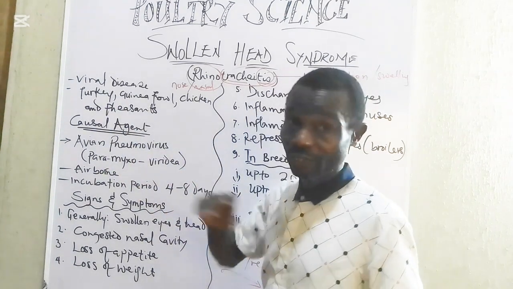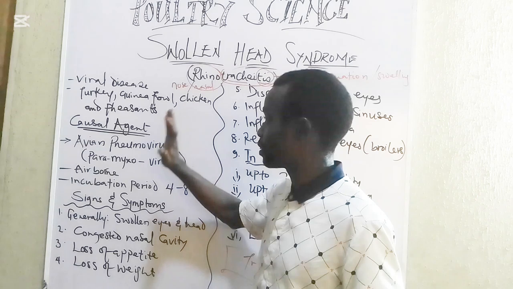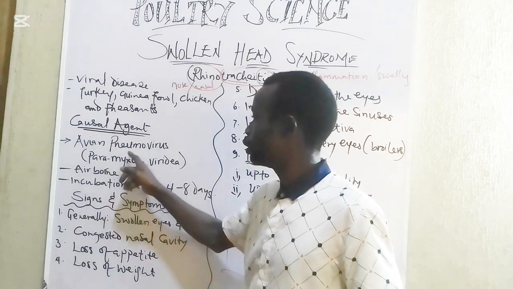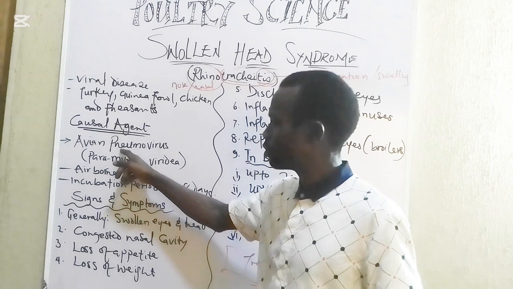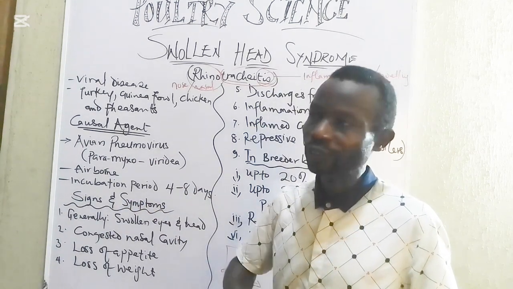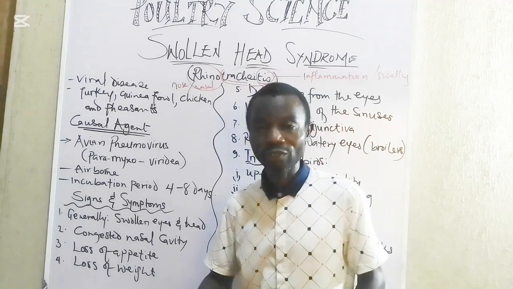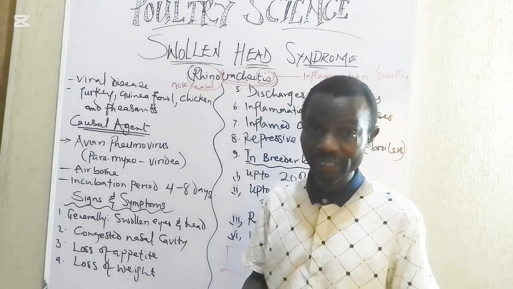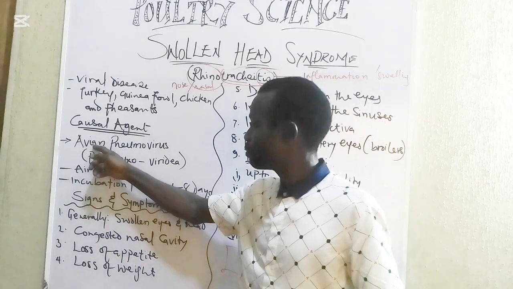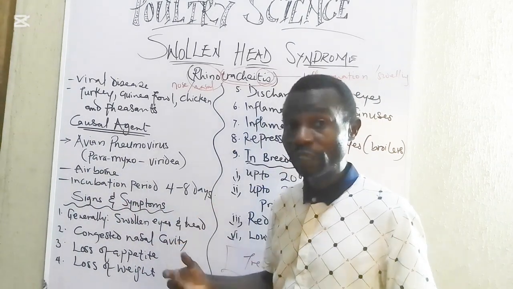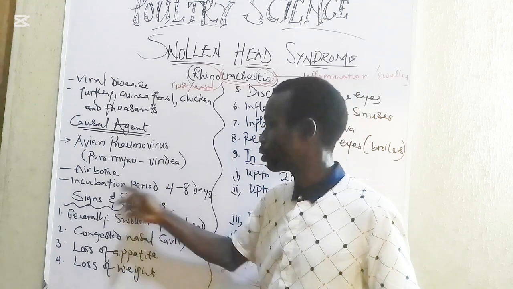It's a viral disease. Now what virus causes it? It is avian pneumovirus. You see this term pneumo, it has to do with breathing, or the structures or the organs that have to do with the breathing system. So the avian pneumovirus.